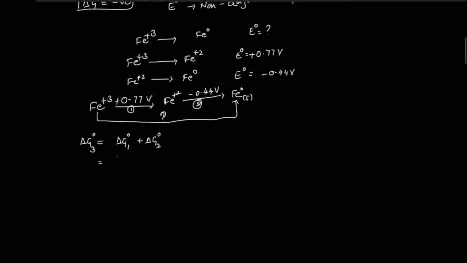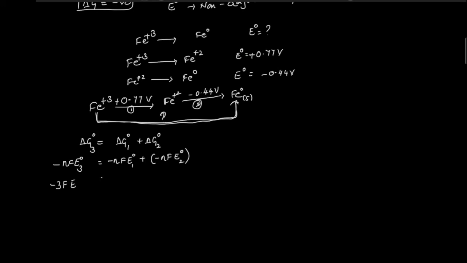The delta G naught value for the first reaction can be written, using the thermodynamic relation, as minus nF E naught for the first reaction, and for the second reaction minus nF into E naught for the second reaction. The third reaction can be written as minus nF E naught for the third reaction. Here, n indicates the number of electrons involved in the corresponding reactions. For the third reaction, Fe plus 3 to Fe0, how many electrons are involved? 3 electrons. That's why minus 3 into F into E naught of the third reaction, which we need to calculate for the non-adjacent species.